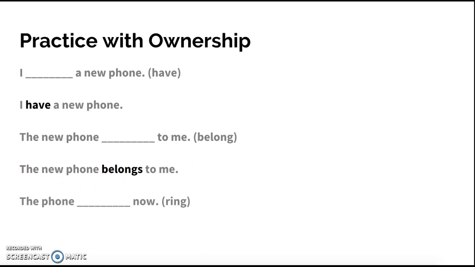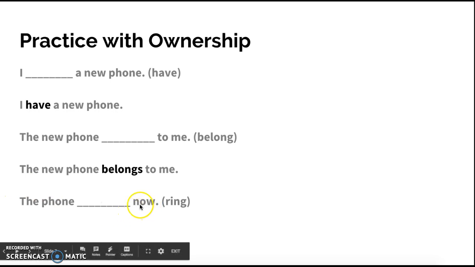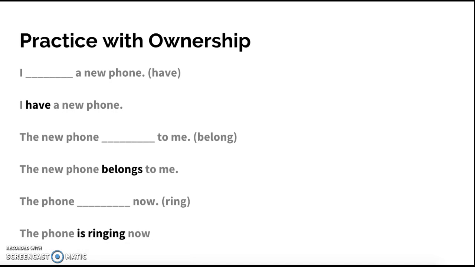The phone blank now. Ring. Is ring a non-action verb? No. So ring we can use with ing or without. So we have to think, is this happening now or is this a habit? This is happening now. So we will use the present progressive. The phone is ringing now.